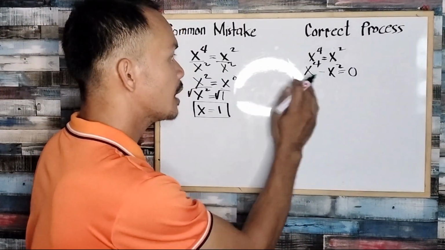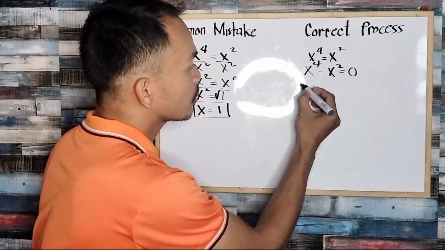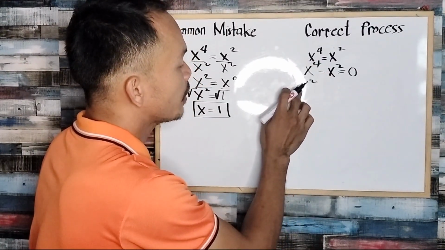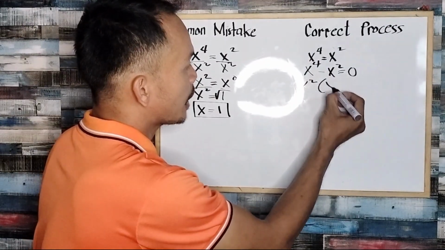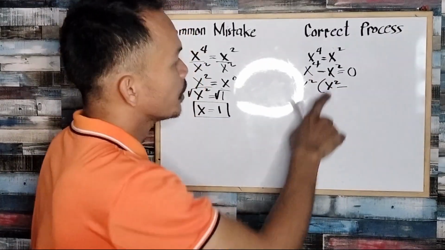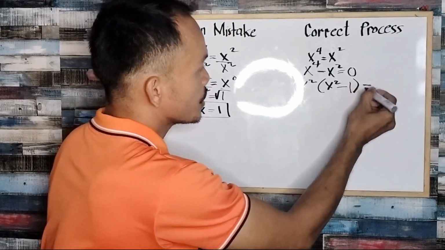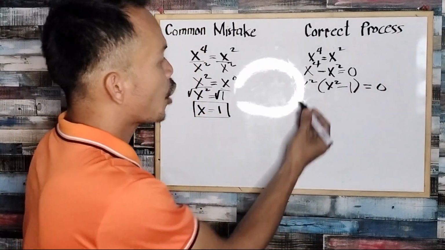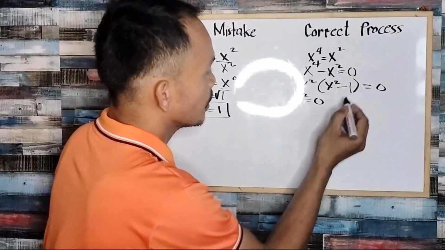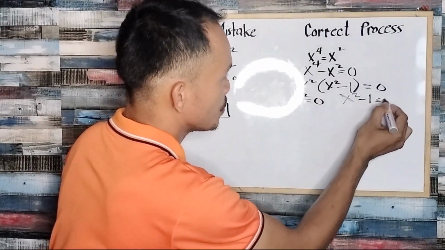We are going to get the common factor of x to the power of 4 and x squared, and the common factor is x squared. Okay, if we divide x to the power of 4 by x squared, that would be x squared. Since it's minus, we're gonna put a minus sign there. And x squared divided by x squared, that would be 1, is equal to 0. Our first solution here is x squared is equal to 0. And the second is x squared minus 1 is equal to 0.